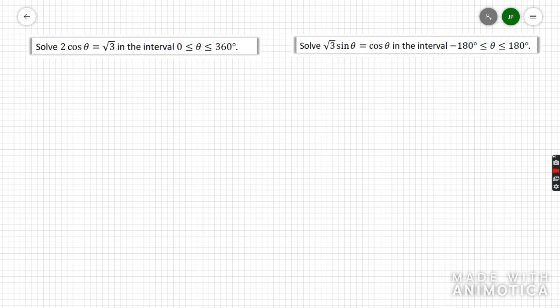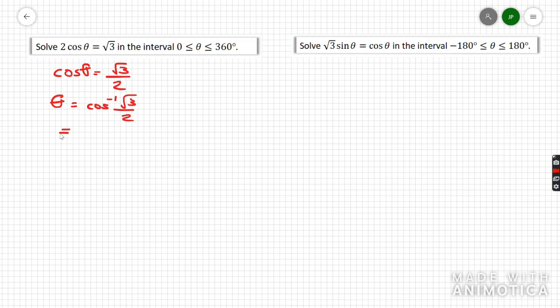Right guys, let's have a look through them then. So, first one, 2 cos theta equals root 3. So I need cos theta on its own. So I'll have cos theta equals root 3 over 2. So theta is going to be cos to the minus 1 of root 3 over 2.